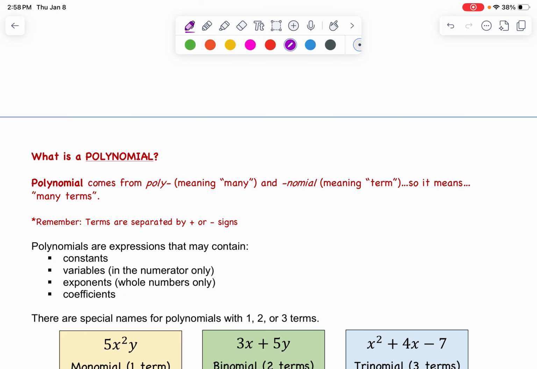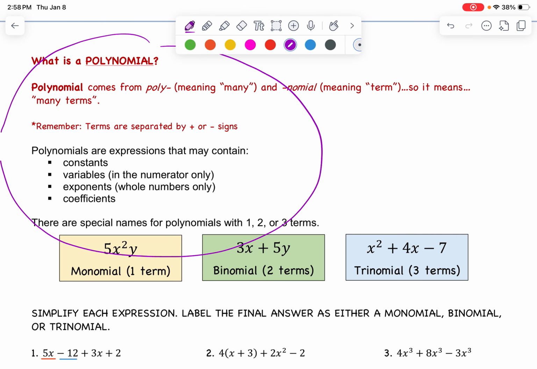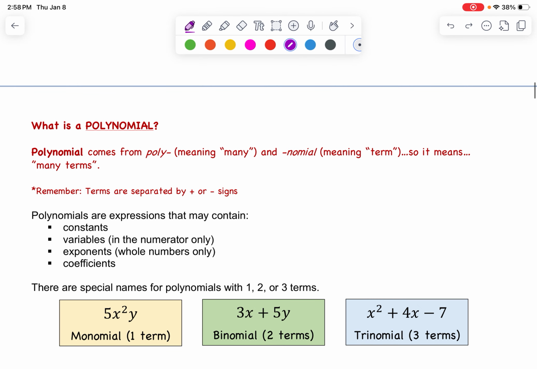Okay, if you turn to the last page, all of this right here, if you read this, it can be very confusing. So I don't want it to be confusing. A polynomial, I'm just going to write this down. This is a fancy word for an expression.